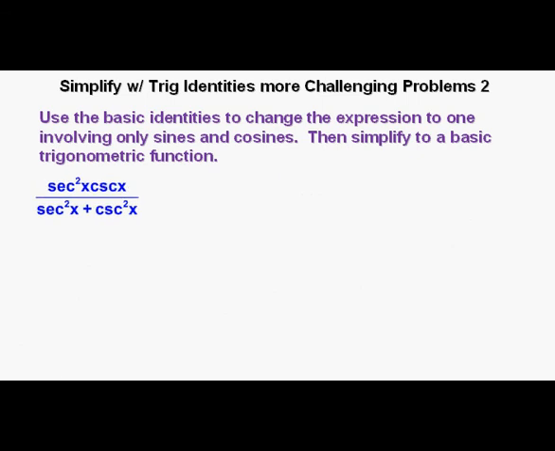Use the basic identities to change the expression to one involving only sines and cosines. Then simplify to a basic trigonometric function. And we have secant squared x cosecant x over secant squared x plus cosecant squared x. For this problem, we'll go to our reciprocal identities. Cosecant theta equals 1 over sine theta, and secant theta equals 1 over cosine theta.